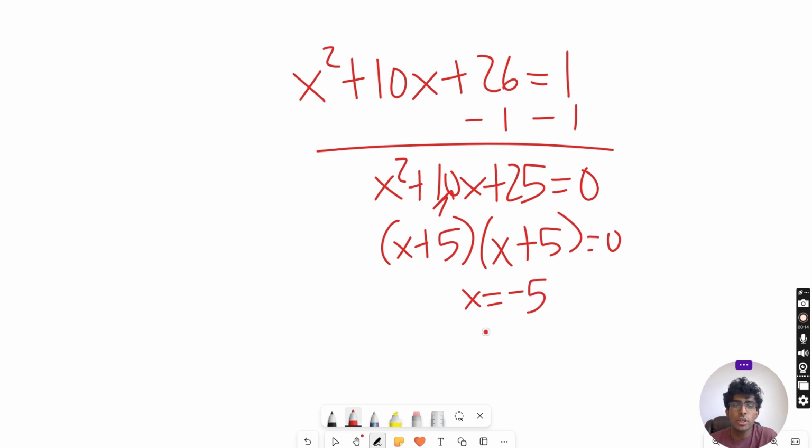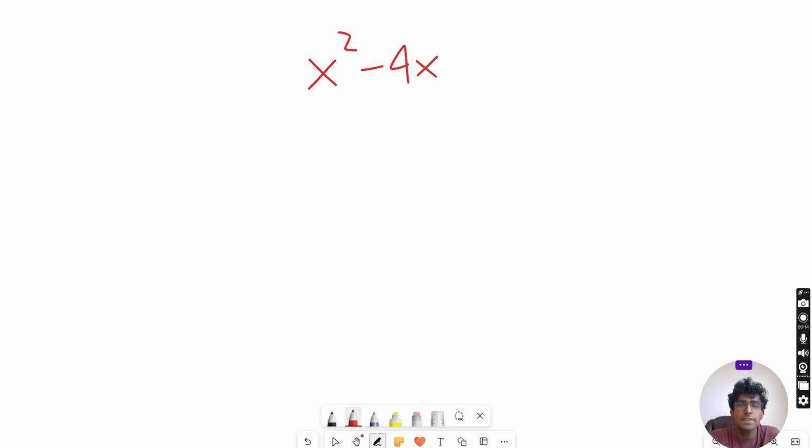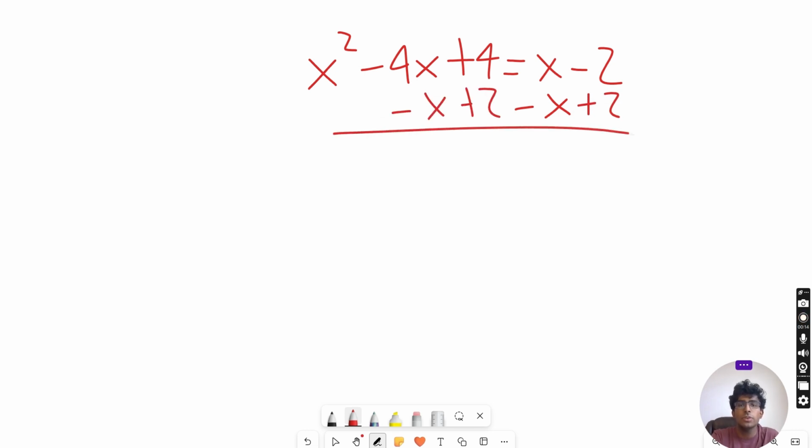I can try to pick another one that's a little bit more work. Let's say we have x squared minus 4x plus 4 equals x minus 2. Okay? You're still working under the same principles. We want to get this right side of the equation equal to 0. So I'm going to subtract x from both sides and add 2 to both sides. So when I do that, I get x squared minus 5x plus 6 equals 0.